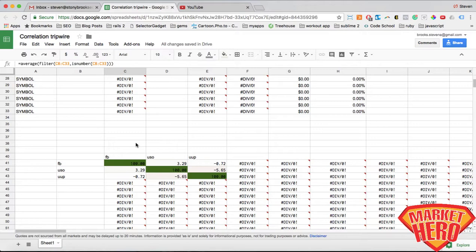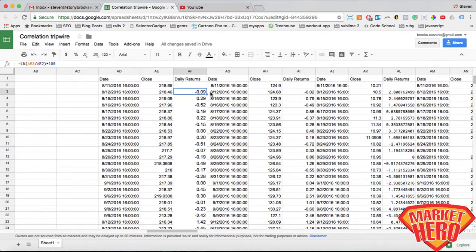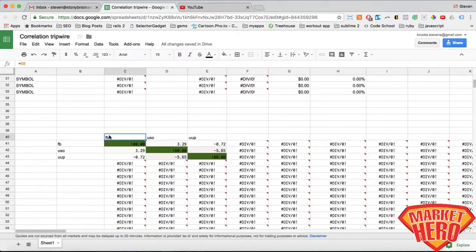The way I view this and the way you guys should be viewing this is quite simple. Facebook moves in terms of price, right? So here's the price movements of Facebook. Here's the price movements of USO. Here are the price movements of UUP. Facebook moves with similar price to USO 3% of the time. Facebook moves with similar price movement to UUP, which is the ETF for the US dollar, at about 0% of the time. Completely not correlated.